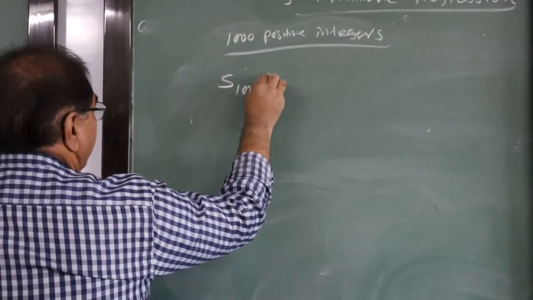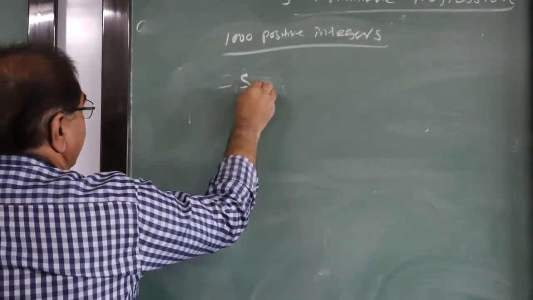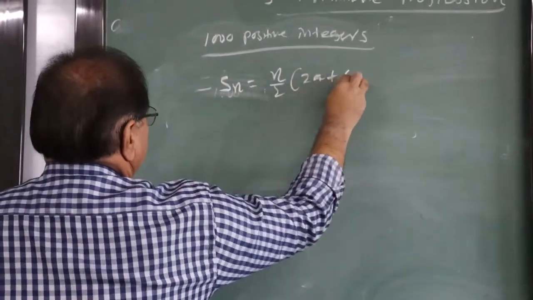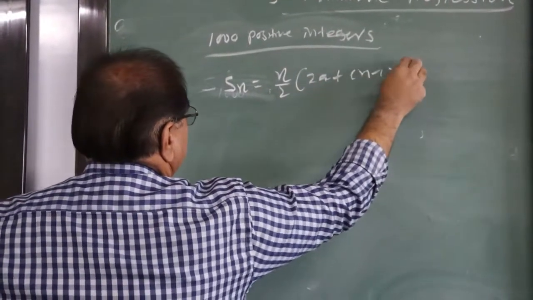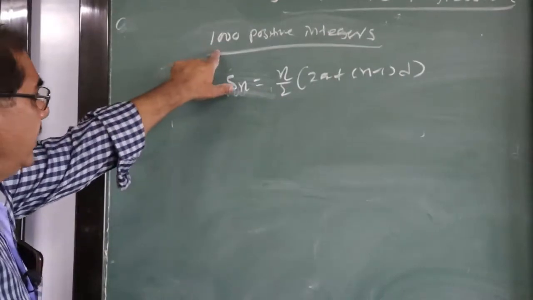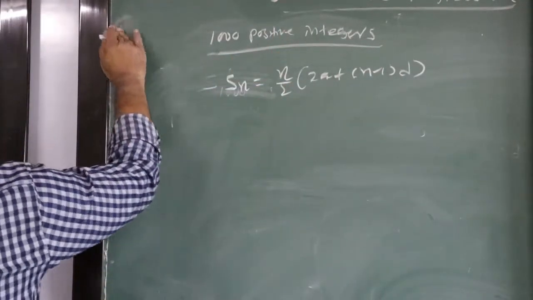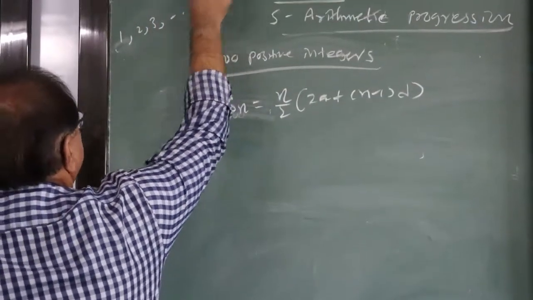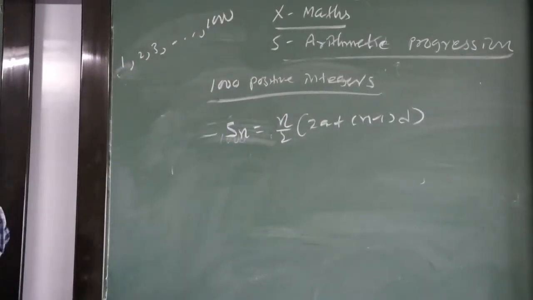Formula, I write the formula first. Sn is equal to n by 2, 2a plus n minus 1 into d. What will be the AP? All the positive integers. So it is 1, 2, 3 dot dot dot 1000. It is your AP.